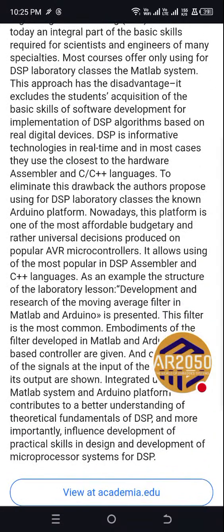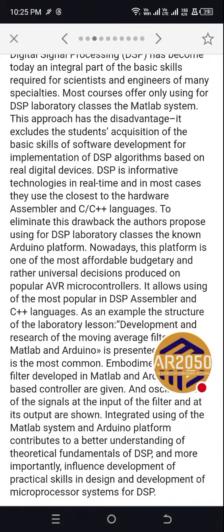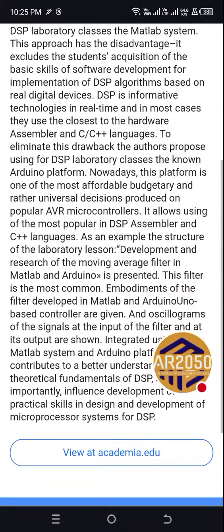Real time in most cases, where were we? DSP is an informative technology in real time, and in most cases, they use hardware assembler and C++ languages. To eliminate this drawback, the author proposed using for DSP laboratory classes the known Arduino platform. Nowadays, this platform is one of the most affordable, budgetary, and yes, it is on AVR. AVR is not a DSP microcontroller.